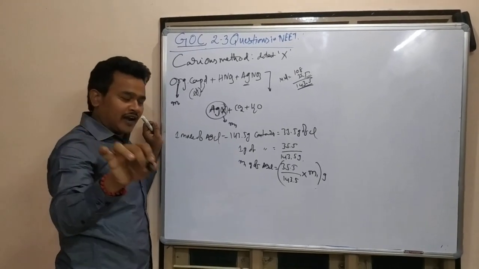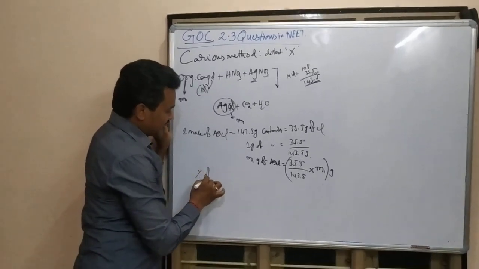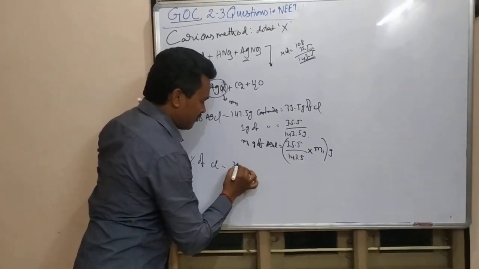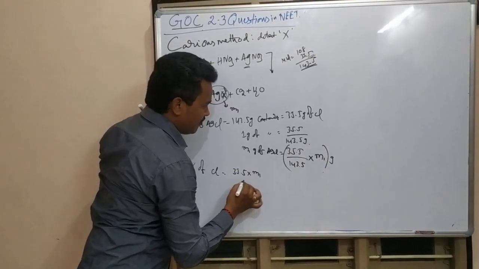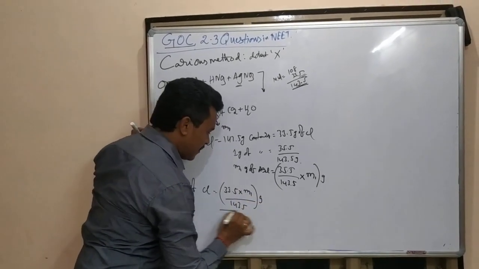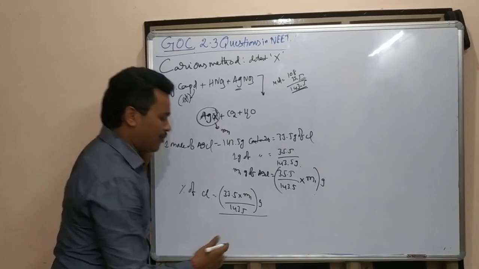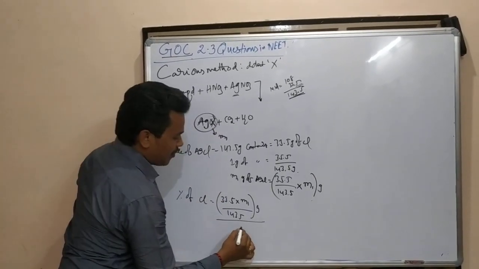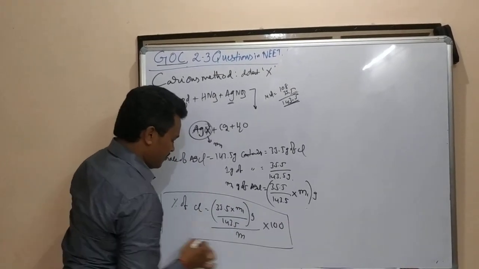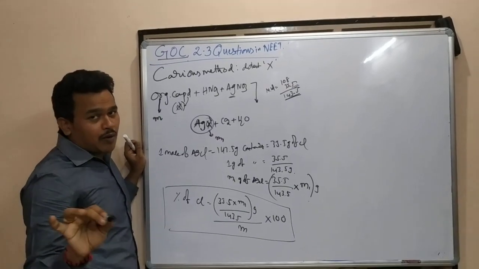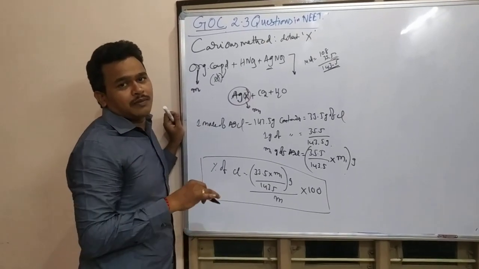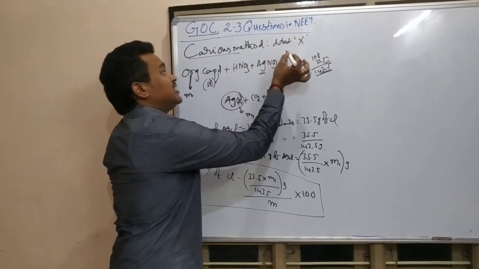This many grams of halogen, chlorine, is present in the silver chloride. What I need is the percentage of chlorine. This mass of chlorine, 35.5 m1 by 143.5, divided by the mass of the organic compound, which I consider as m, into 100. This is the percentage of chlorine. I am not going to state the formula because I cannot remember it. Understanding this process makes it very easy to solve the question in the examination. This is the Carius method, used to detect halogens.